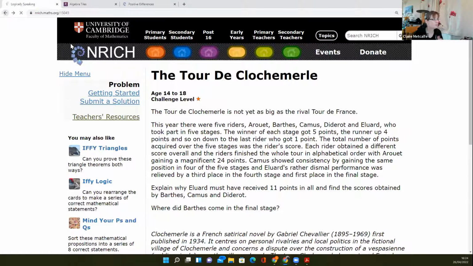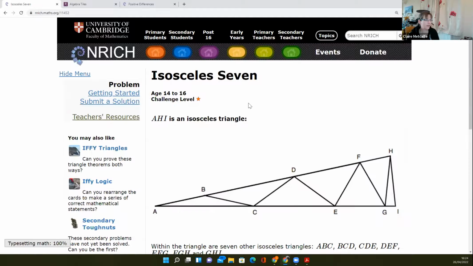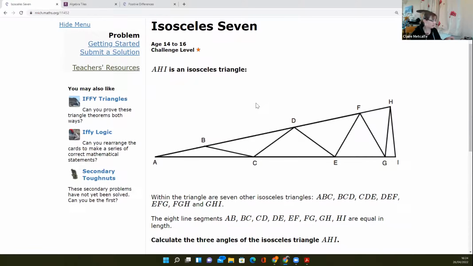Okay, we'll go to something slightly different for this one. This one's called Isosceles 7, and it's about an isosceles triangle. So what we have, if I just get my annotation button, and this is something I would do if I was doing this in a lesson. We've got a big isosceles triangle, and then we've got some little isosceles triangles in it. And we're told here which the equal lengths are. So I'd probably start by drawing these on. So we know that all of those are equal in length.